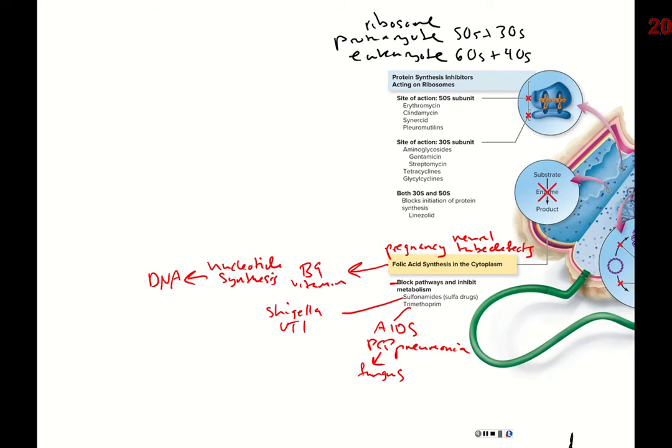So don't ask me what the S stands for. It just has something to do with the size and how it's produced, but they're different, okay? So the fact that they're different is a good thing. It means that you would have a little bit more selective toxicity here than you would with the cell membrane or with the DNA synthesis. However, it's not foolproof, okay?